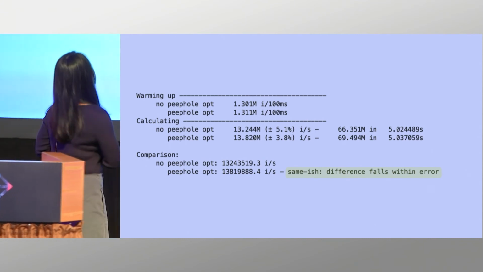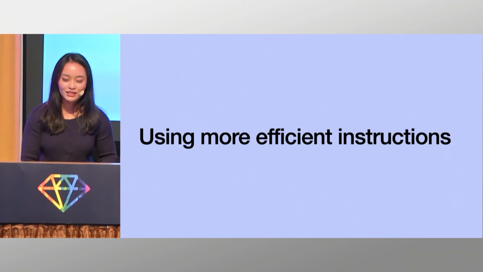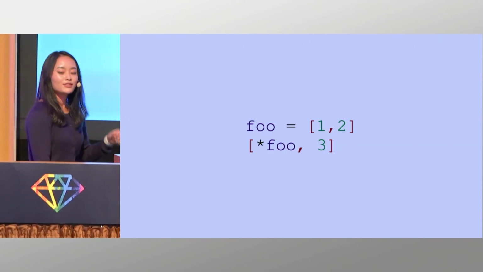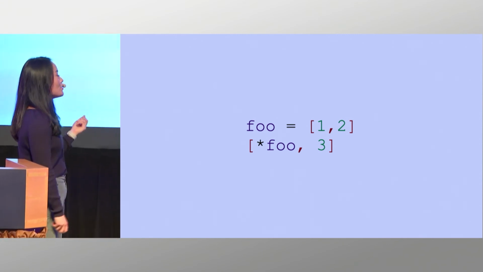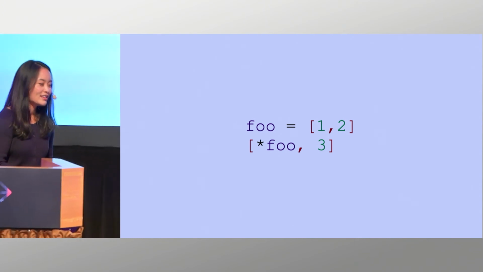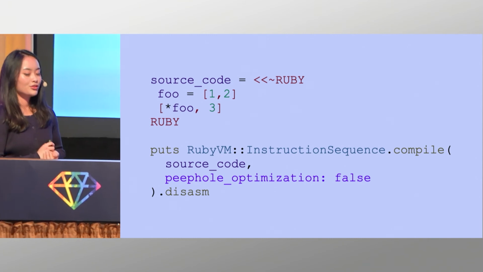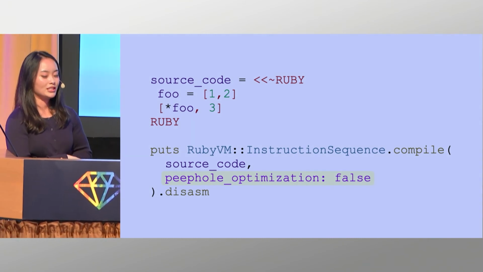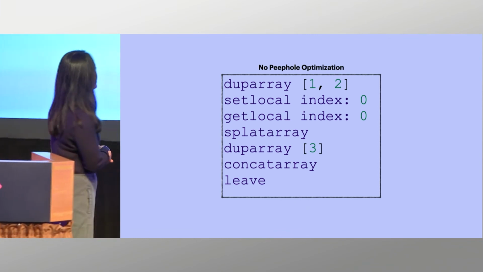All right, so moving on to the last example, using more efficient instructions. The example code for this is an array containing 1 and 2, which is assigned to the variable foo, and then we splat foo in an array with 3. OK, so you know the drill. We turn off optimization, and this is the output. This is the simplified version.